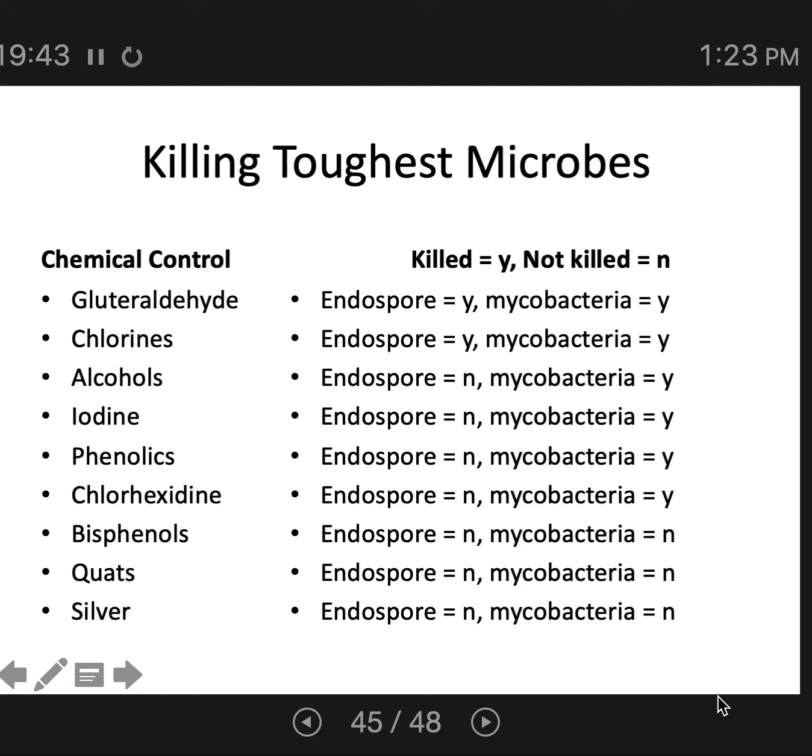So these are some of the things that doctors tend to worry about the most because they're the hardest to kill. So this chart gives you some of the chemical controls that we covered and tells you what they do and don't kill. You can take a look at this and see if you can figure out why, because that's really what I'm going to want, based on what we've discussed, based on what I tell you about what anatomical features these chemical controls target, what microbes can they kill and what can't they.